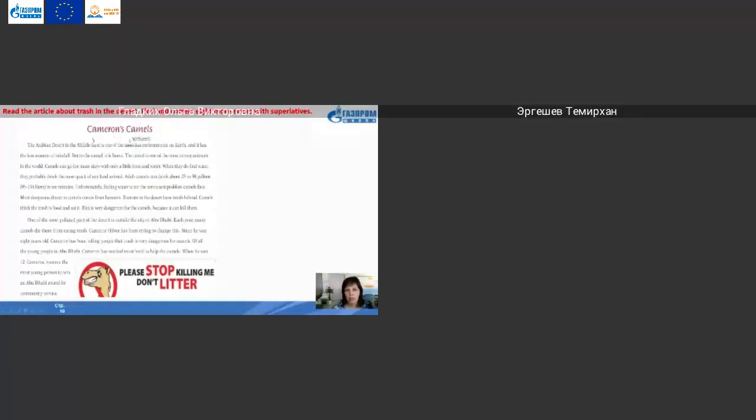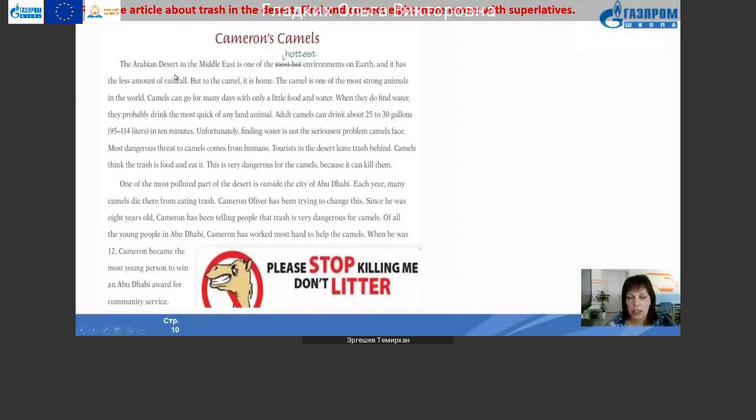Now, Cameron's camels. Let's read this text and you have to find some mistakes. The Arabian Desert in the Middle East is one of the most hot environments on Earth and it has the less amount of rainfall. So, instead of most hot, we use hottest. This is one of the mistakes. And now please find more mistakes in this text and correct them. So, the less amount, is it correct or not? Any ideas? So, we should use the least instead of the less.